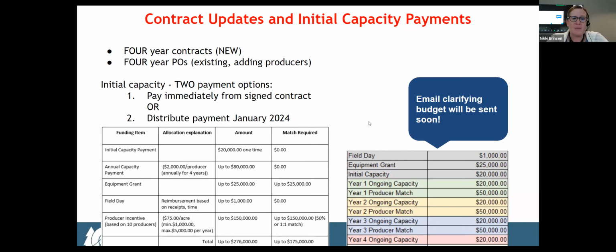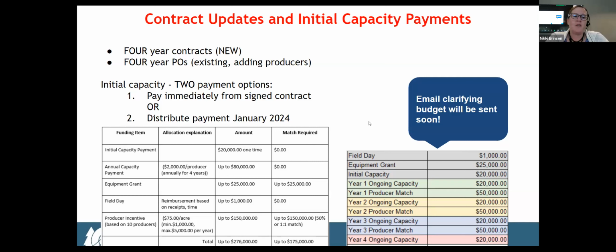So for your initial capacity payment of $20,000, typically we send that out the minute we get the signed contract back from you. But what we did want to make aware is that for the conservation districts, some of you have smaller budgets, and that may trigger you to have to amend your budget this year with the Department of Local Affairs and Division of Local Government. So in order to not mess that up, we are going to be asking if you would like us to hold that initial $20,000 payment and distribute it in January 2024.